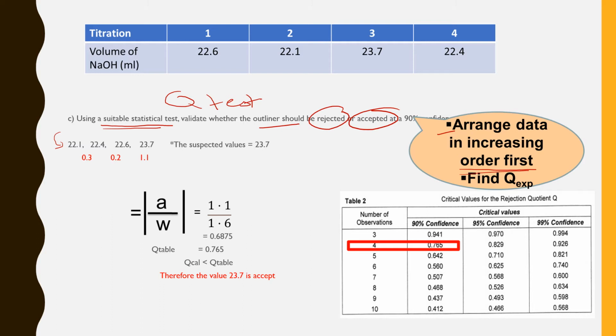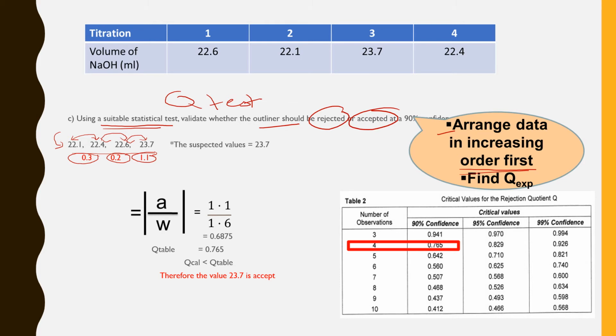Okay, 22.4, 22.6, and 23.7. Okay, after we arrange the data, you have to identify the gap between the data. So the data number 1 and the data number 2, the gap will be 0.3. So data number 2 with the data number 3, the gap will be 0.2. Data number 3 to data number 4, the gap will be 1.1.